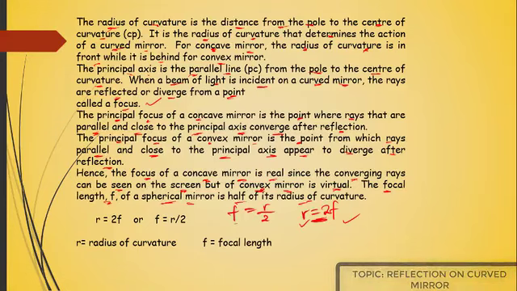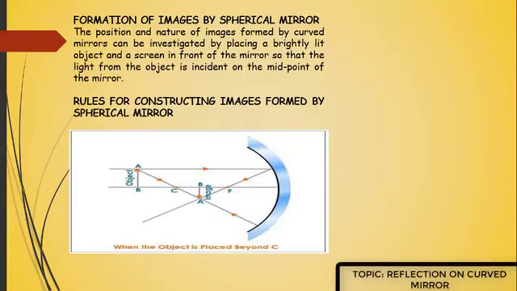And if you're asked to find the focal length, you divide the radius of curvature by 2 as well. Now let's look at formation of images by spherical mirrors. It's important to note that the position and nature of images formed by curved mirrors can be investigated by placing a brightly lit object and a screen in front of the mirror so that the light from the object is incident on the midpoint of the mirror.